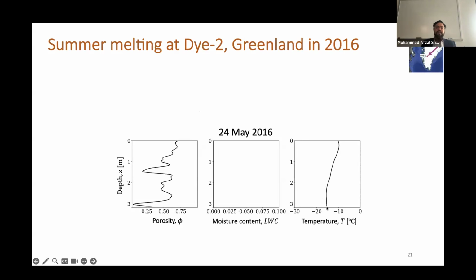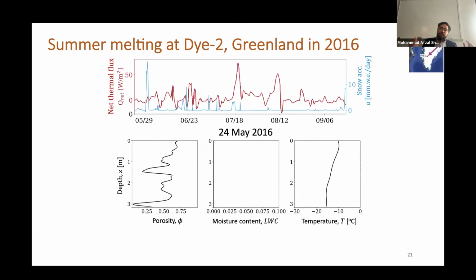And then there was an automatic weather station nearby, which was measuring the net thermal flux as well as snow accumulation. In this case, you can see the red line showing the thermal flux with 2 big peaks, which are the high melt or high thermal flux events where you should expect some melting to happen. Snow accumulation has been close to 0 in most regions.